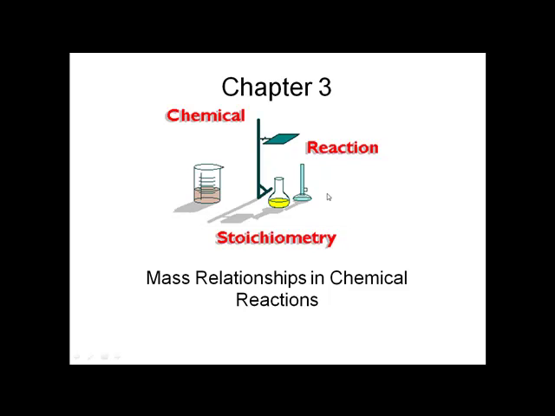Chapter 3, Mass Relationships and Chemical Reactions. This is a very, very important chapter. We start out with getting atomic masses, atomic weights, going through balancing equations, finally getting into conversions, and into stoichiometry. Basically using different values, almost like a recipe from a reaction, figuring out how many products will be the result.